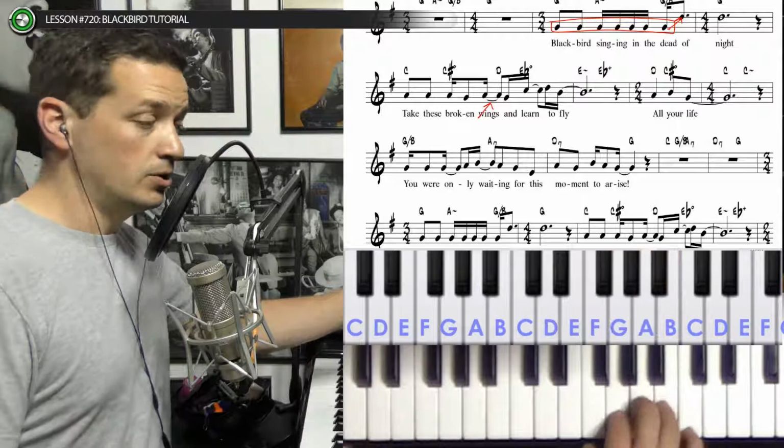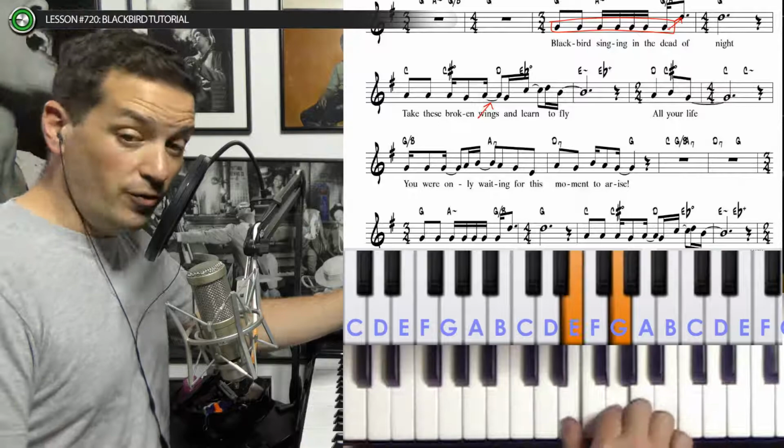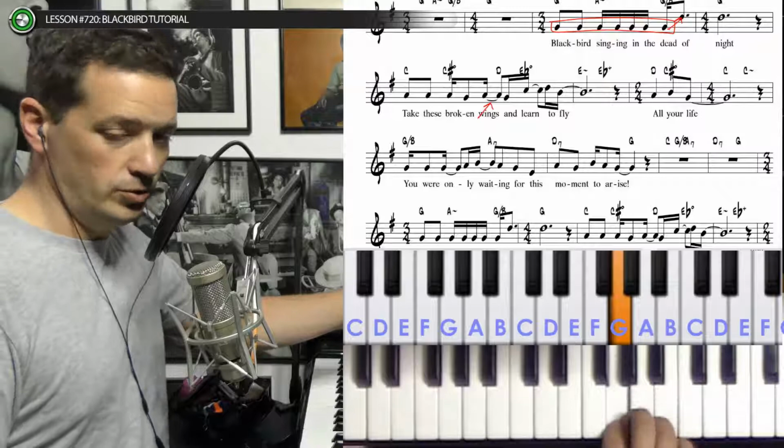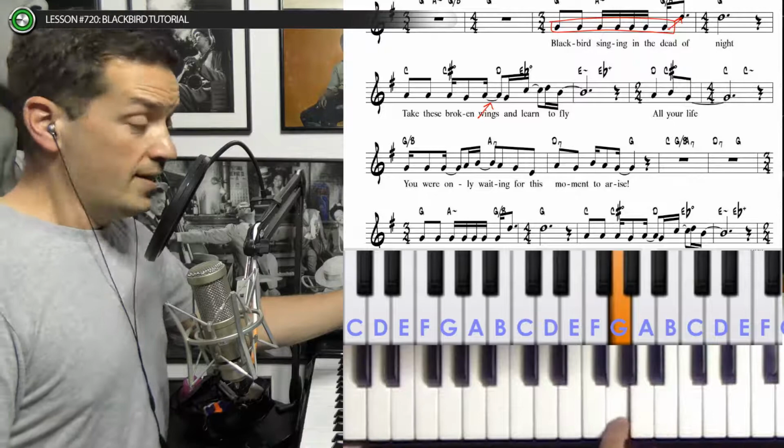So you were only waiting for. We're going to jump down for this. And then we're going to have these three notes. But first, we're going to have these two notes. So we're going to play two notes and then we're going to play three notes. So two and then three, and that's moment to arise. Okay, that's a whole lot of notes.